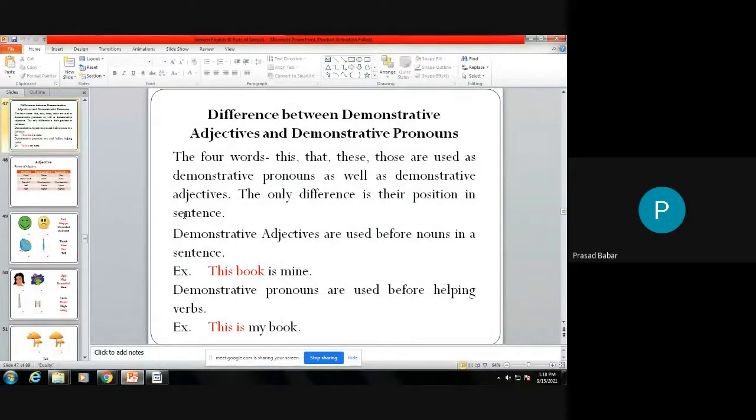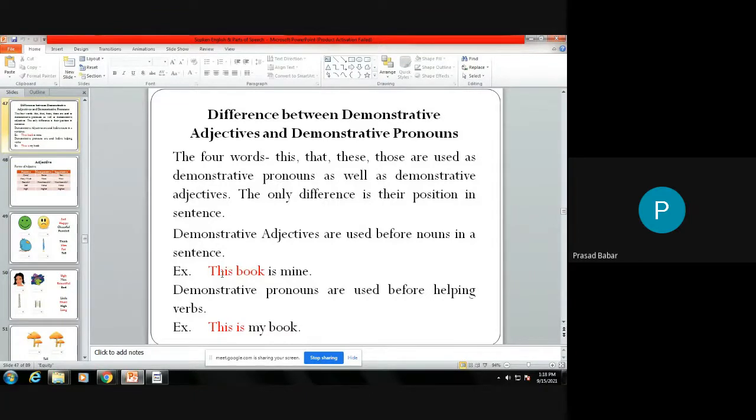So in the last lecture we have discussed the preposition, and we were discussing the types of preposition. In the last lecture we discussed the preposition.